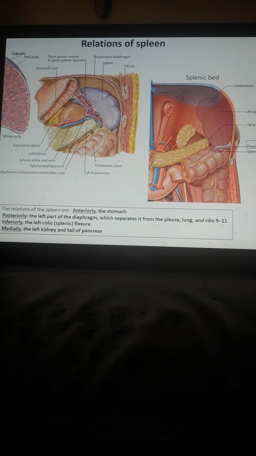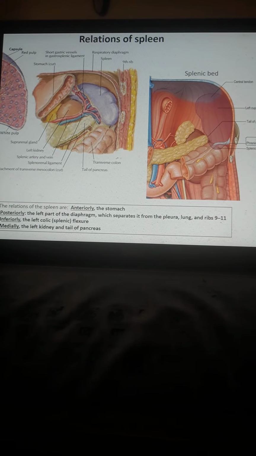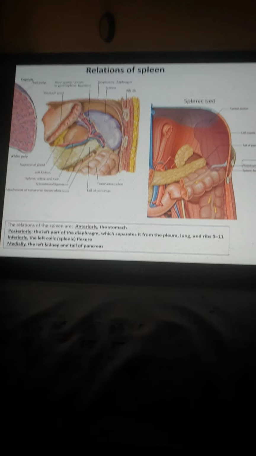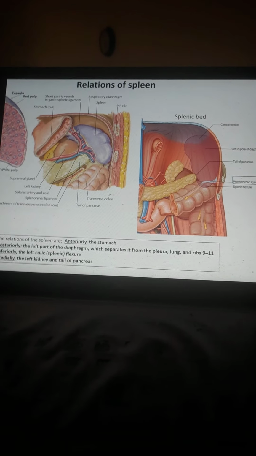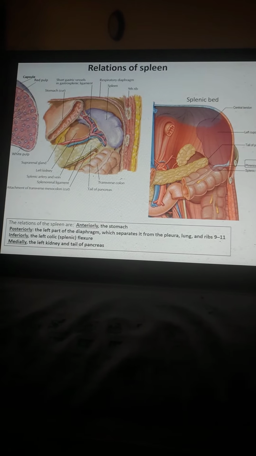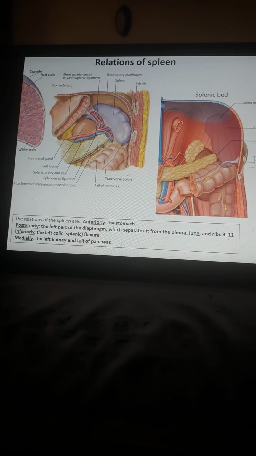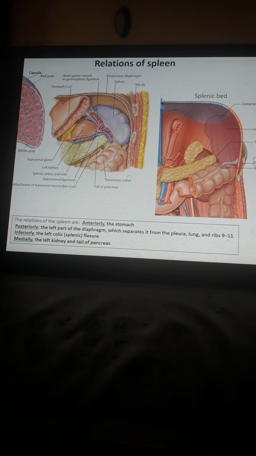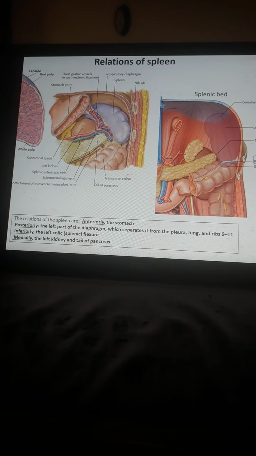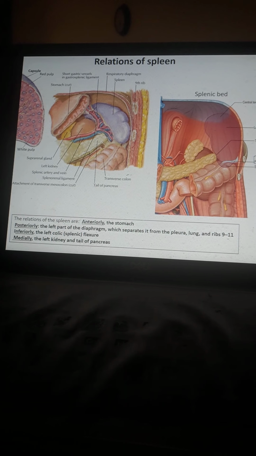Here are the relations of the spleen. As you see here, of course, it's related to organs. As I already mentioned before, the spleen is related from above to the diaphragm, which separates it from the ribs and also the left lung and the pleura.